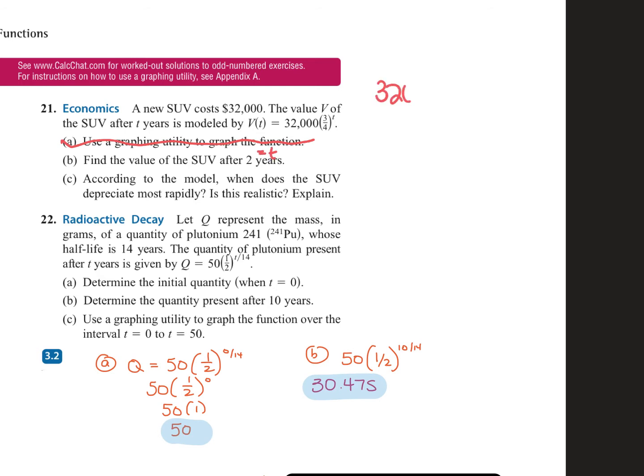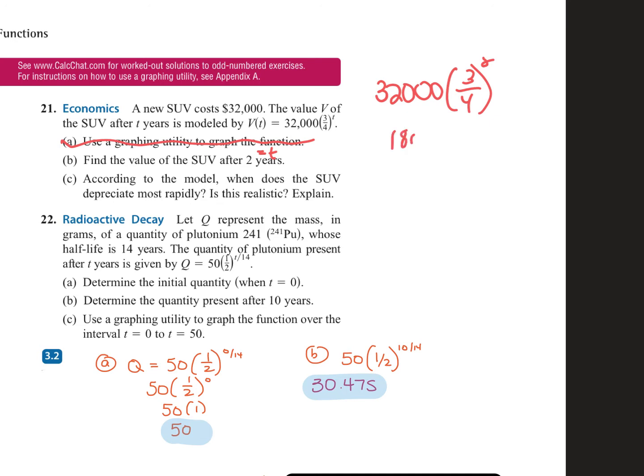So I would do 32,000 times 3/4 raised to the second power. So you're just plugging in there. So 32, 1, 2, 3. 3 divided by 4 raised to the second power.